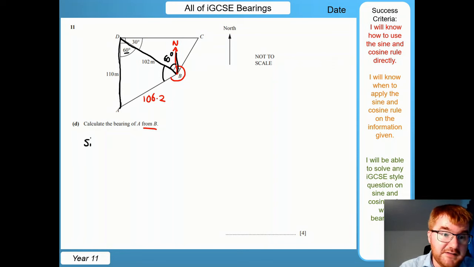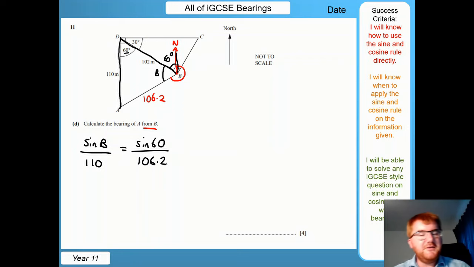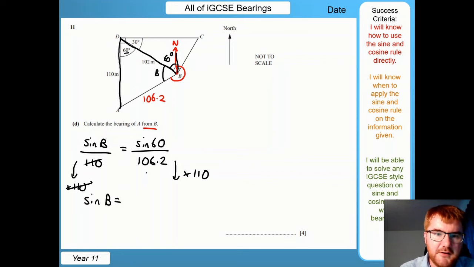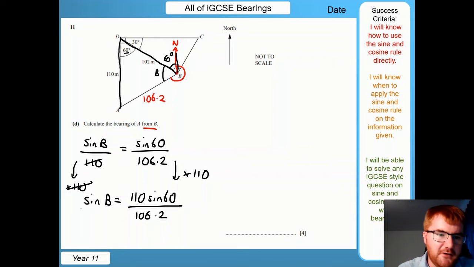So if we do sine B, so this angle here, divided by 110, that's equal to sine 60 divided by this side that we worked out earlier, so 106.2. Now we do need to do a little bit of rearranging here to work out the angle. Again, the dividing by 110 is annoying. So what's the opposite? Well, let's times by 110 on both sides. This cancels. That leaves us then with sine B is equal to 110 sine 60 over 106.2. And again, we want that smooth calculation we can put into the calculator. So what's the opposite of sining something?